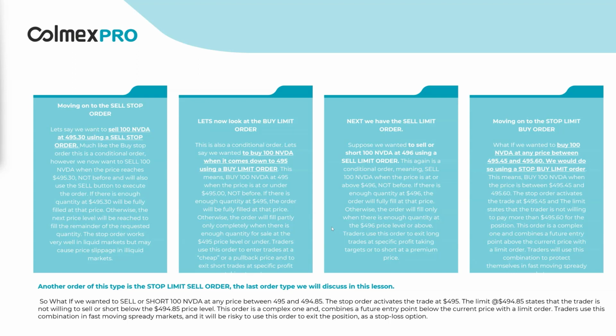Otherwise, it will fill partly, only completely when there is enough quantity for sale at that $495 price level or under. Traders often use this order to enter trades at a cheaper price or when they anticipate a pullback to that level, and also to exit short trades at specific profit levels.